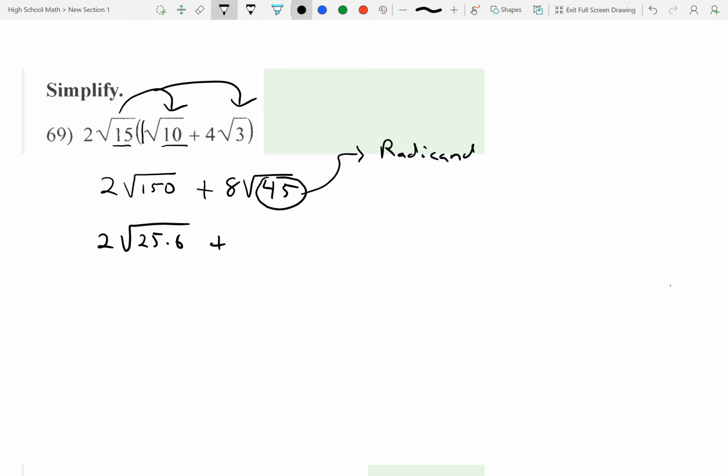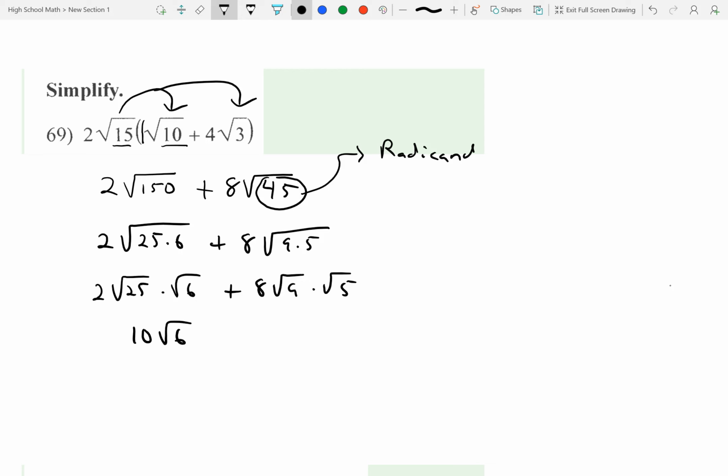45, 9 goes into it. So I have 8 square roots of 9 times 5. I simply changed 45 to 9 times 5 and 150 to 25 times 6. Now I can rewrite this as 2 times the square root of 25 times the square root of 6. Much like I multiplied in this direction, I've just broken up the square root thusly. 8 times the square root of 9 times the square root of 5. Well, we can take the square root of 25. It's 5, so you have 2 times 5, that's 10 square roots of 6.